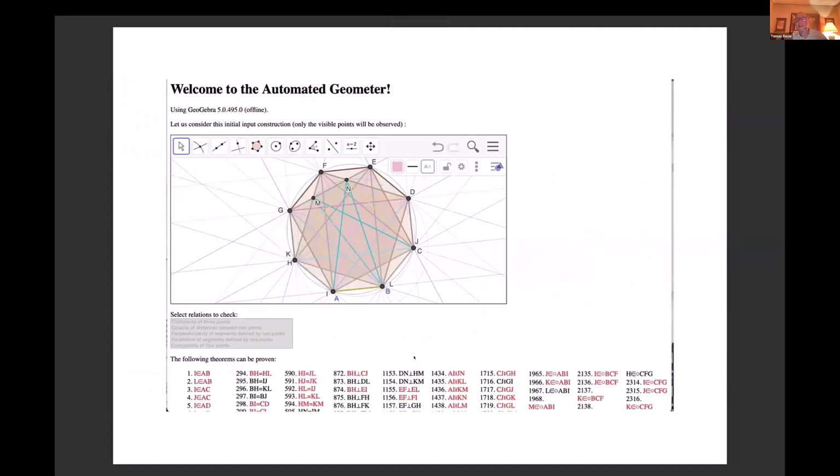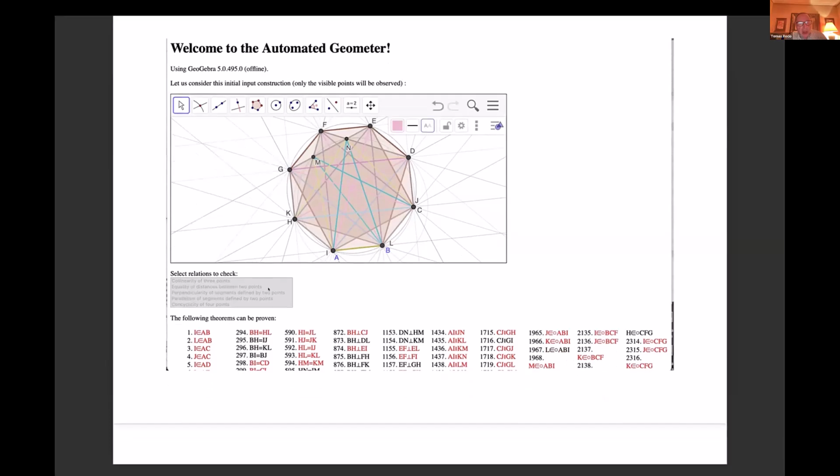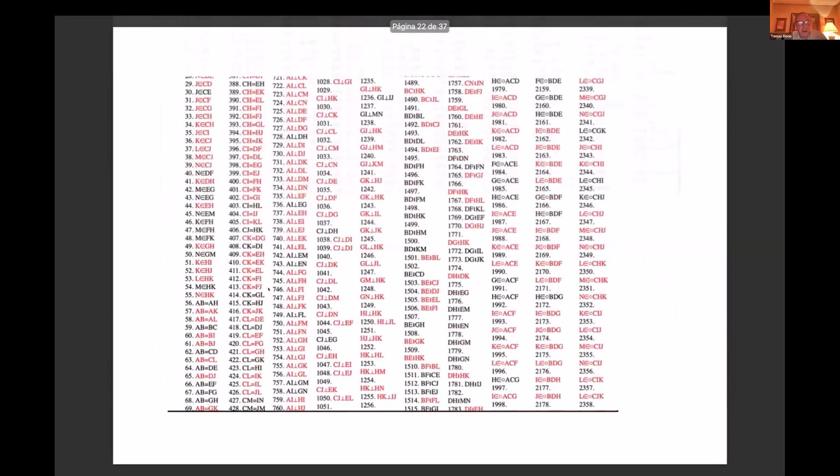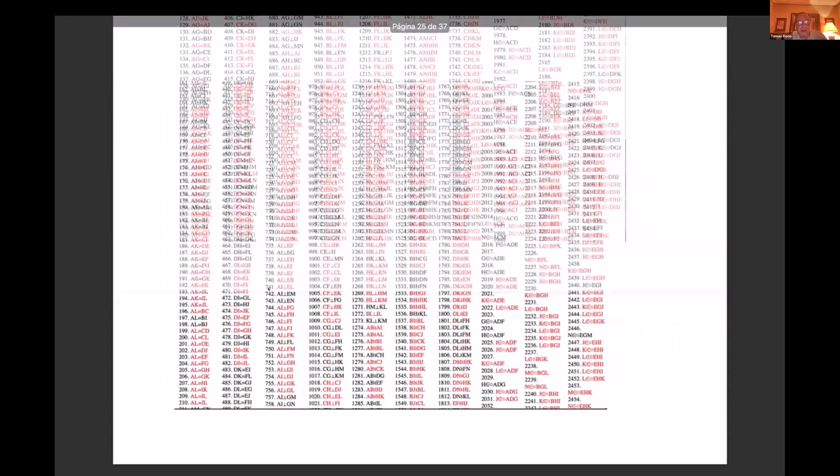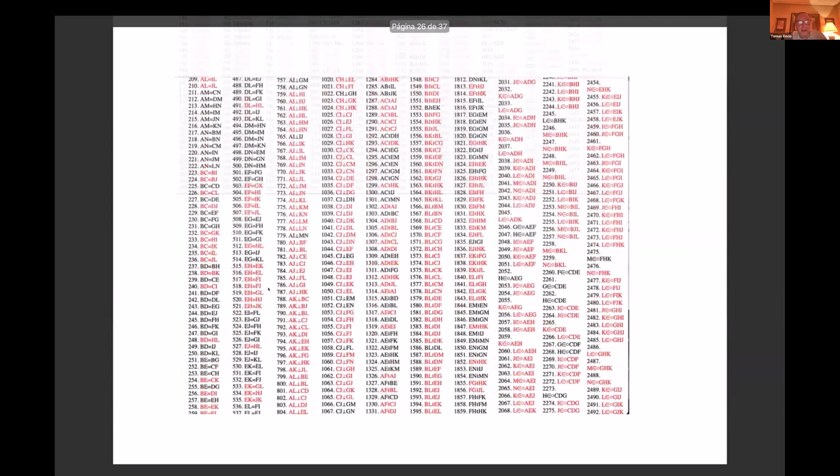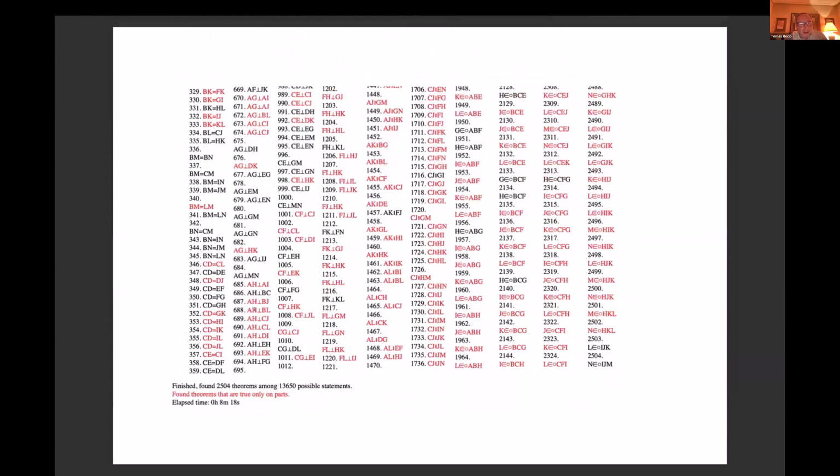Here you have another example. We make this octagon here, and now we construct these two squares, and I ask the machine, please tell me all the theorems that you can imagine over this figure. And the machine gives me 2,000 theorems in a few seconds, 2,504 theorems in about 8 minutes.